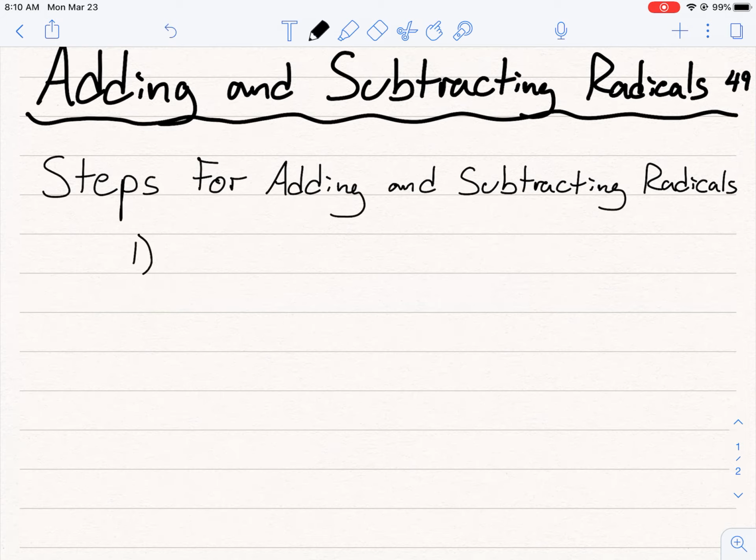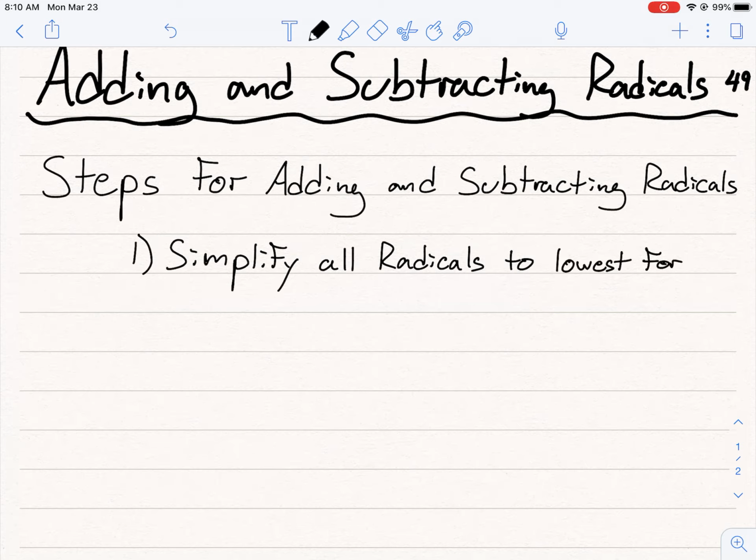The first one being that you have to simplify. You have to simplify all the radicals to their lowest form. So simplify all radicals to lowest form. An example of what that means is that if I have the square root of 20, we've done a bunch of this, that would simplify to 2 square root of 5. So that's the lowest form there. And then step number 2 is that you want to combine all the like terms.